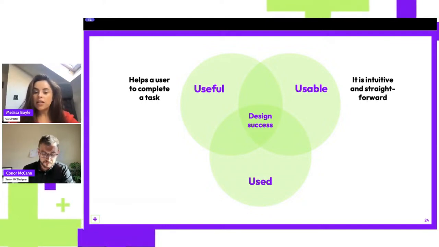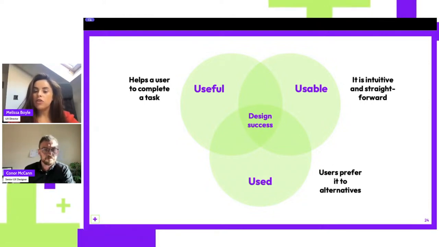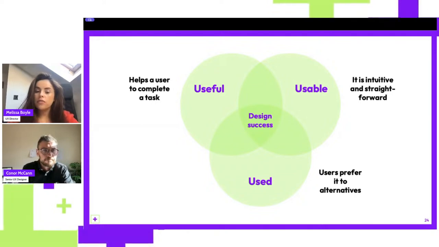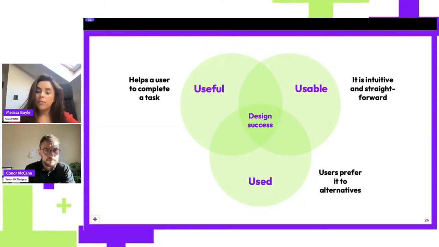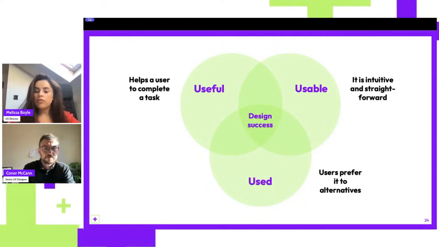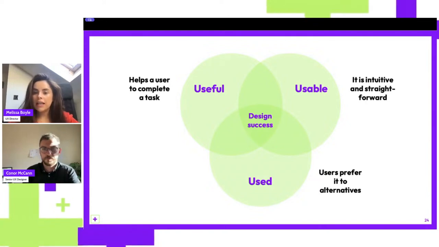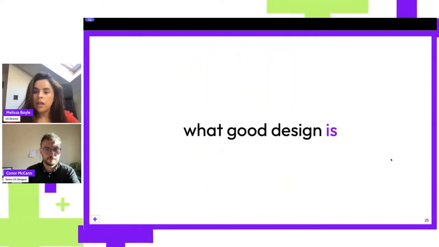And the very last question that we often ask is if it's used. So do users prefer to use it to other alternatives? Now, sometimes that might be the competition, and sometimes that might be that they prefer to do something in a more manual or non-digital way. So this framework really allows us just to go a little bit deeper into whether or not a design is successful beyond just our own opinion.